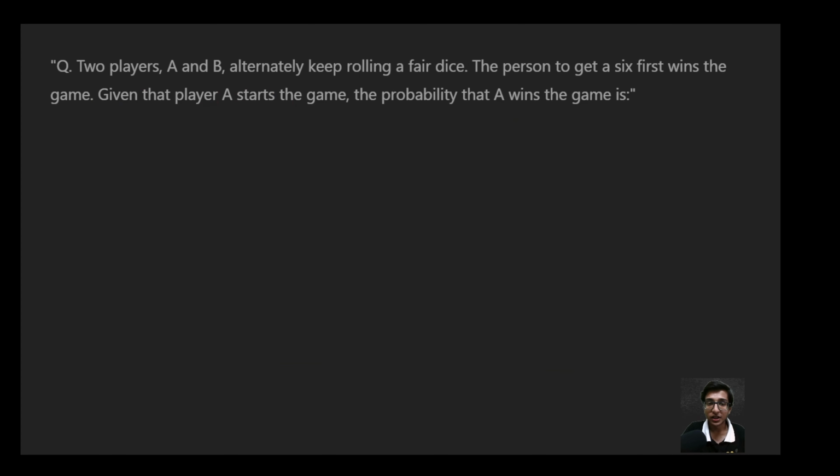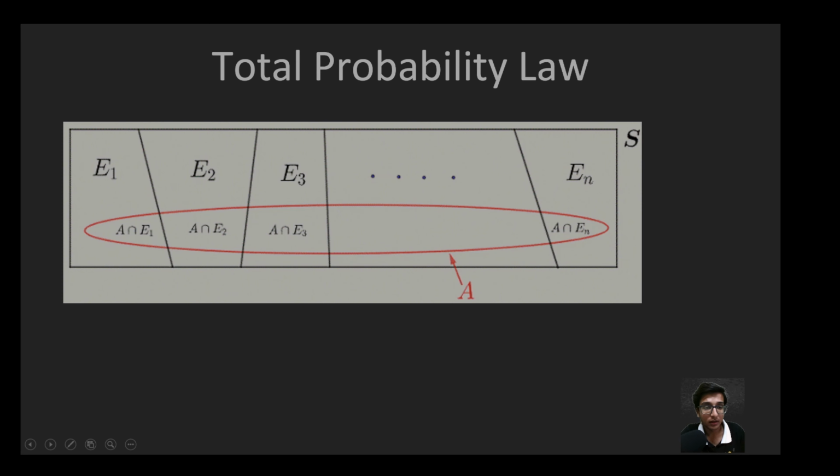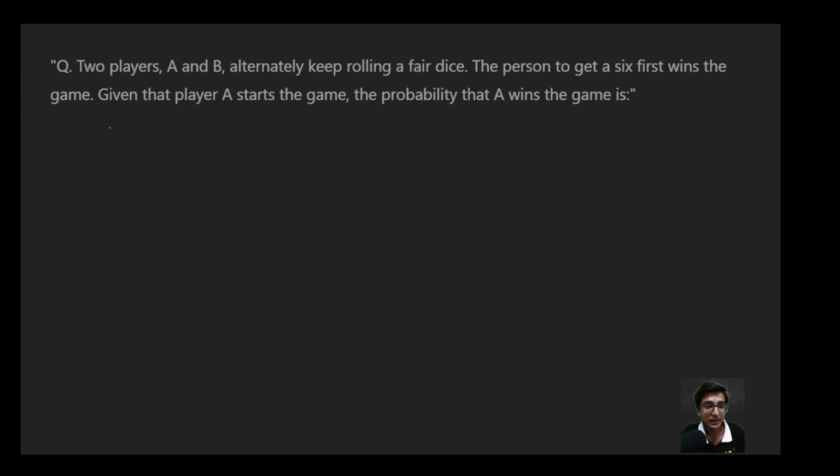Let us look at a question to understand independent events better. Two players A and B alternately keep rolling a fair dice. The person to get 6 first wins the game. So let us say that the probability of winning the game is 1 by 6, because the one who gets a 6 will win the game. And what would be the probability of losing? That would be 5 by 6.